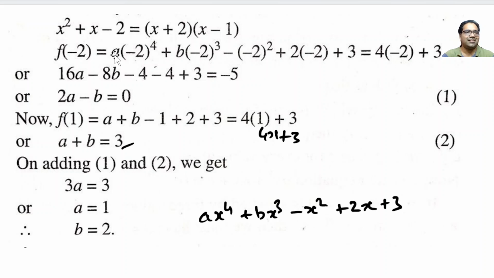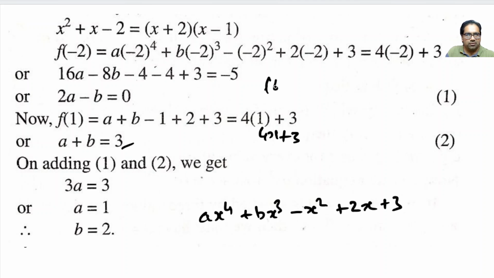Simplify this. This will become a times 16, plus b times minus 8, which is minus 8b, minus of minus 2 square, which is 4, so minus 4, plus 2 times minus 2, minus 4, plus 3. This will become 4 times minus 2, which is minus 8, plus 3, which is minus 5. That minus 5 with this minus 5 will get cancelled. We'll be left with 16a minus 8b.